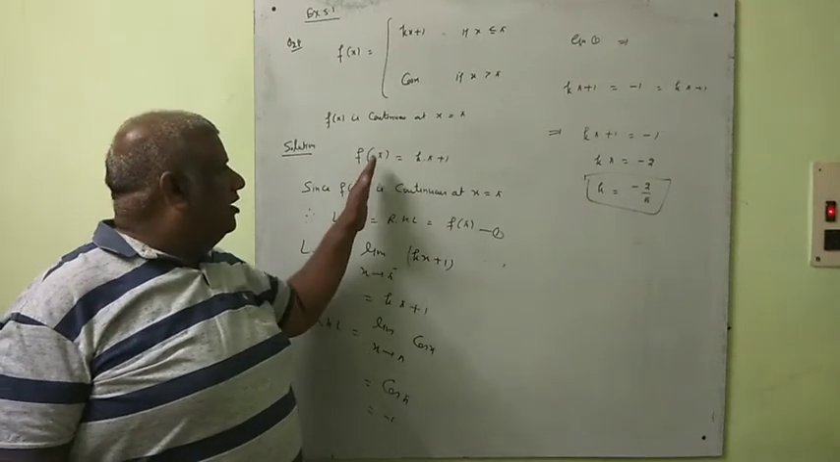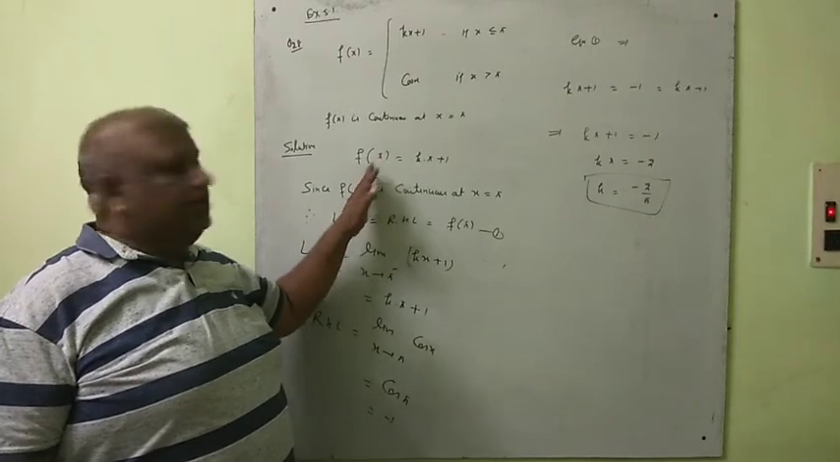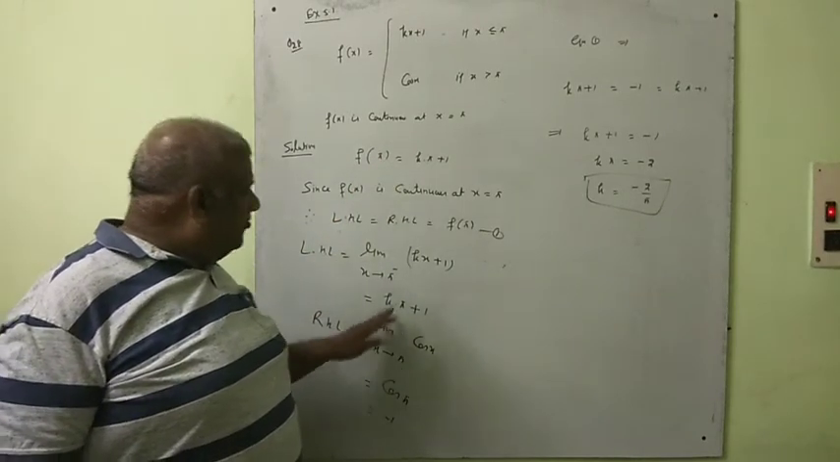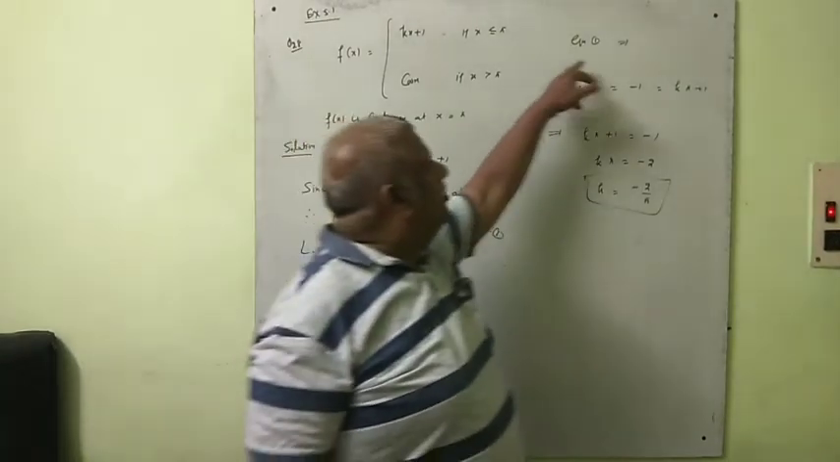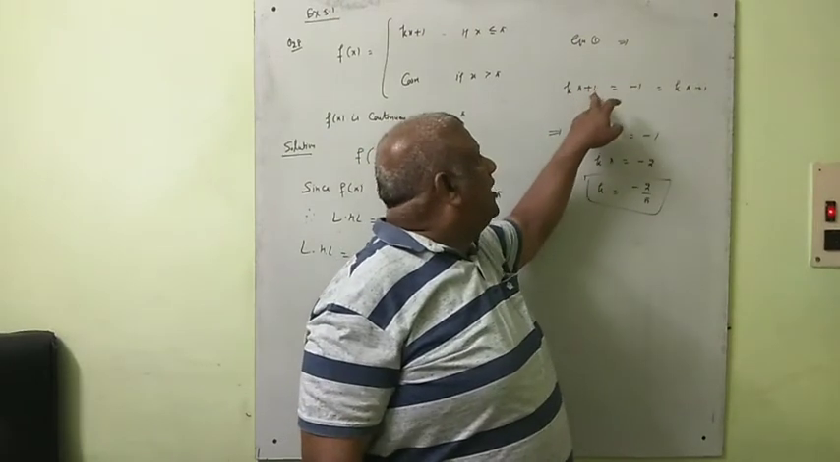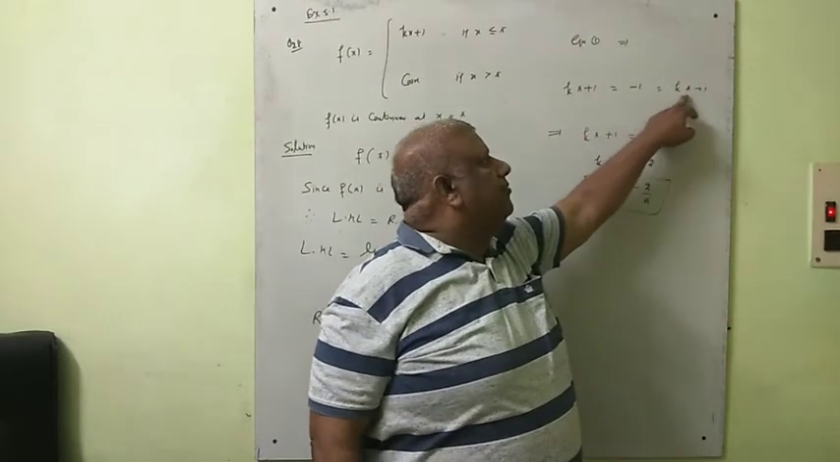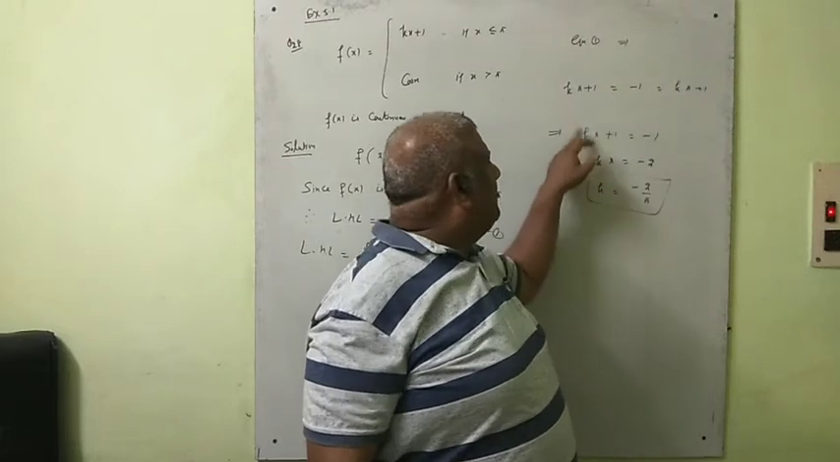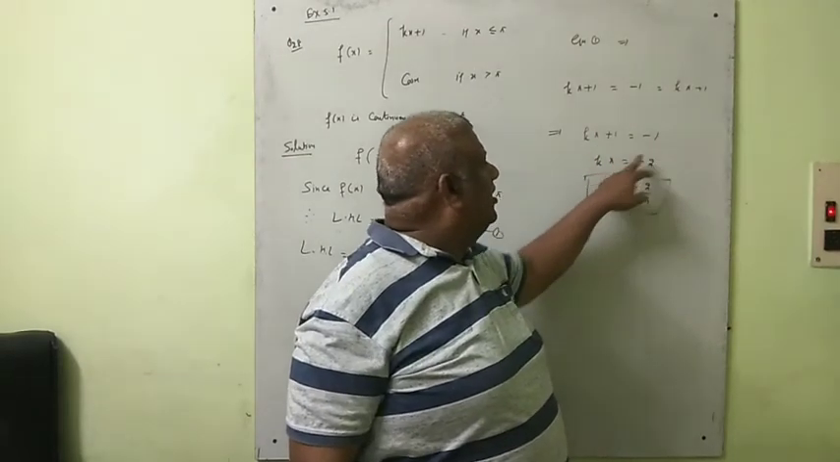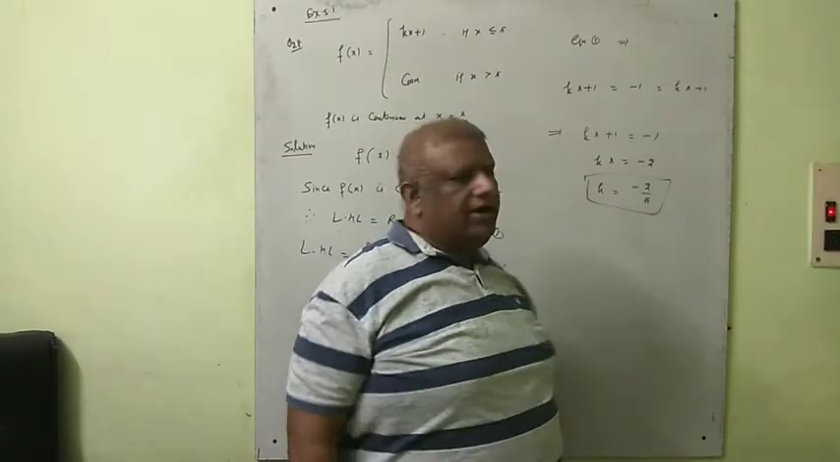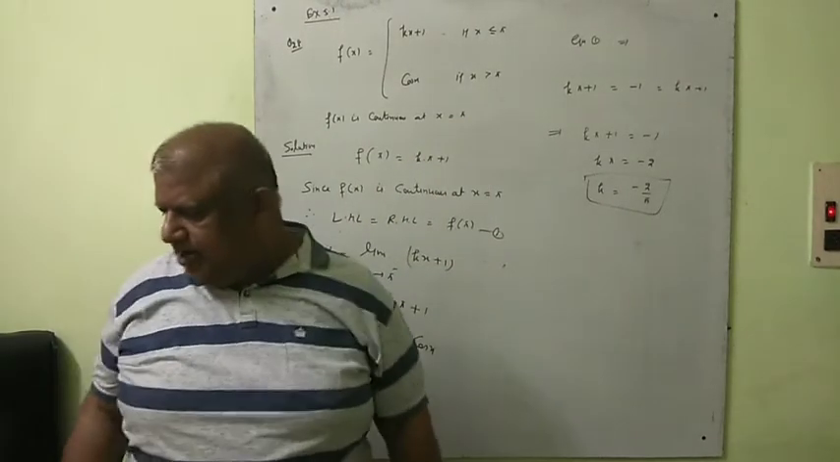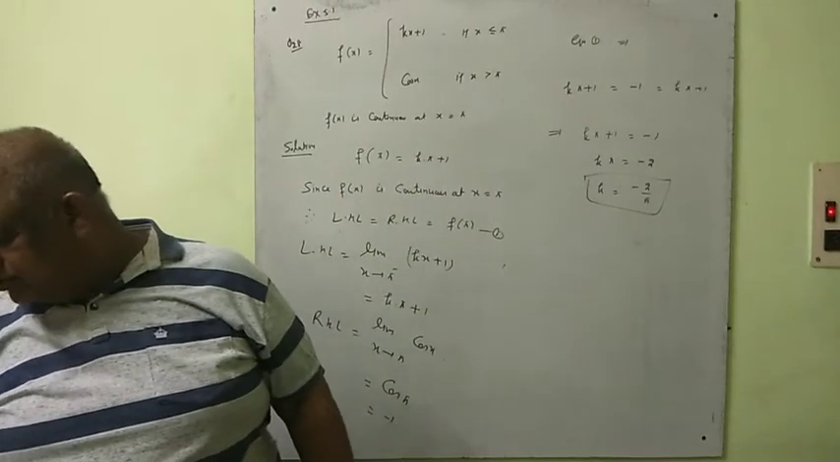Now we know value of the function at pi, left hand limit, right hand limit. Put all these values in equation number 1. Then equation 1 will become k pi plus 1 equal to minus 1. From this, k pi plus 1 is equal to minus 1, k pi is minus 2 and k equal to minus 2 upon pi. In this way, we can find out the value of the constant k.